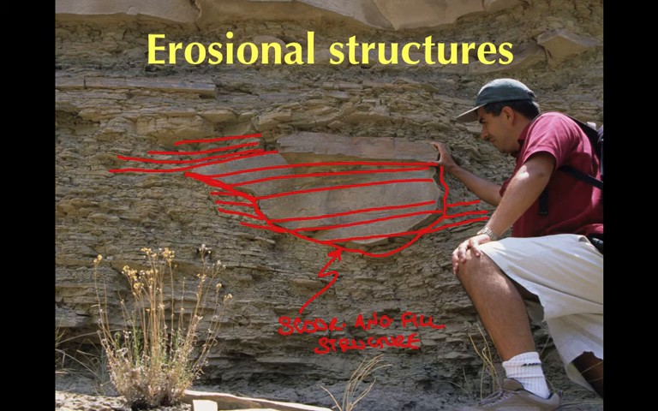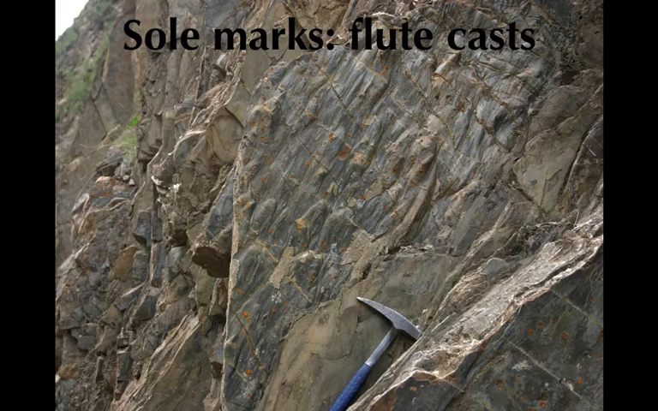But what it represents is some sort of channelized flow that's scoured down into the underlying sediment and then was covered by younger sediment. So when erosion takes place and then that erosion is filled in by sediment, the erosional features can be preserved as casts on the bottom of the bed that does the infilling.